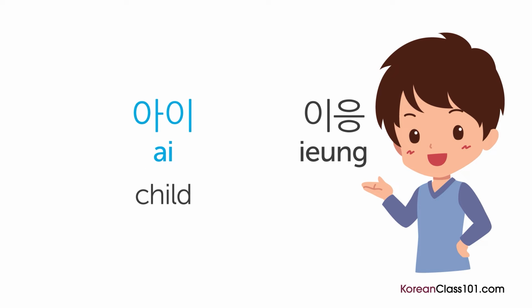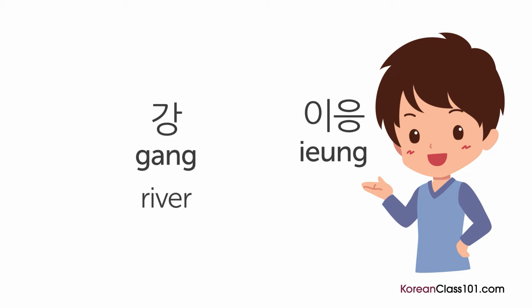Let's take the word 아이, which means child. In this word, the iung in each syllable works as a placeholder and only the vowels are pronounced. Another example is the word 강, which means river. Please note that in this case, the iung is at the end, so the word 강 ends with an ng sound.